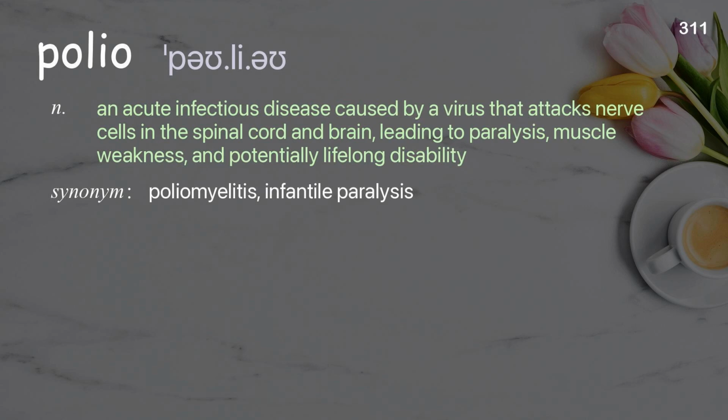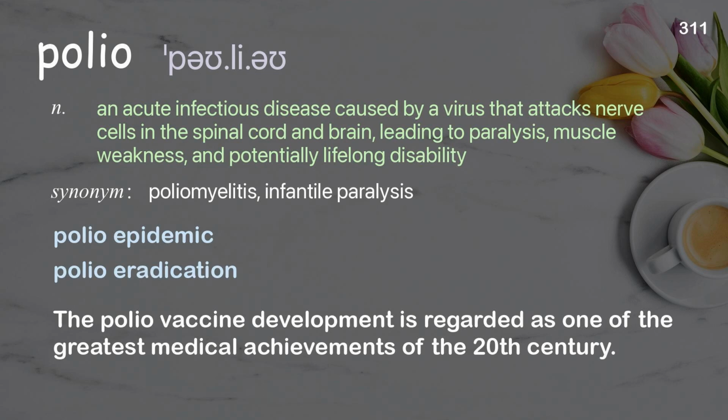Polio. An acute infectious disease caused by a virus that attacks nerve cells in the spinal cord and brain, leading to paralysis, muscle weakness, and potentially lifelong disability. Examples: Polio epidemic, polio eradication. The polio vaccine development is regarded as one of the greatest medical achievements of the 20th century.